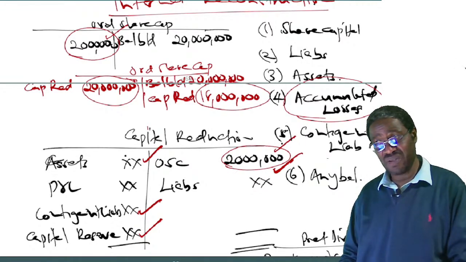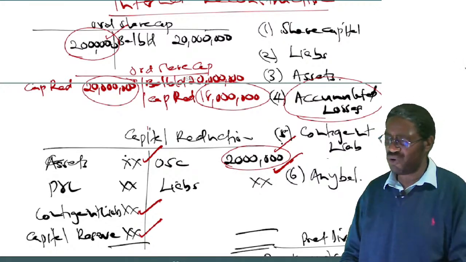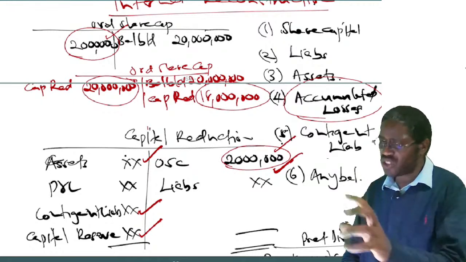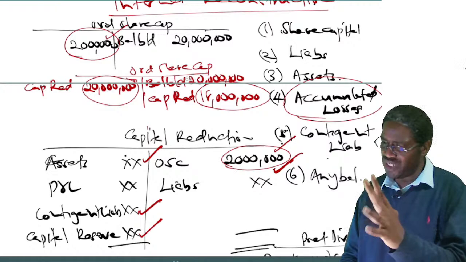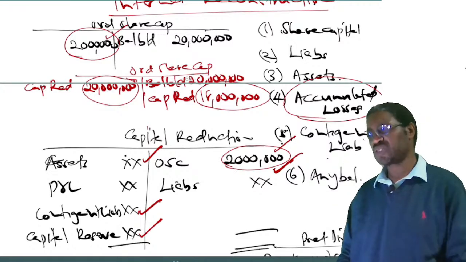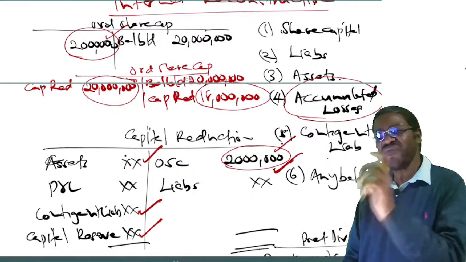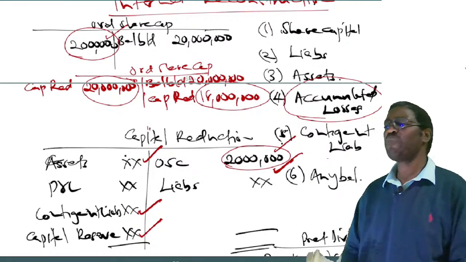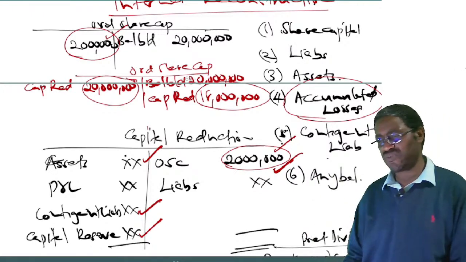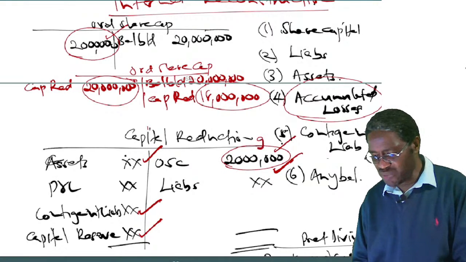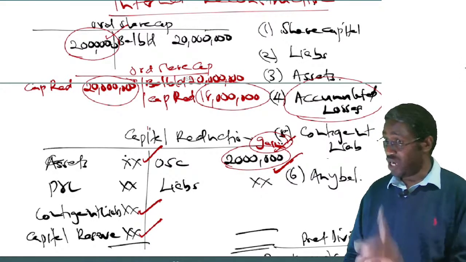Listen carefully now. Even from those 4 entries, I hope you have noticed a pattern. What is that pattern? That every time the company made a gain in the process of reconstructing itself, that gain has been credited in the capital reduction. I hope you have noticed that.